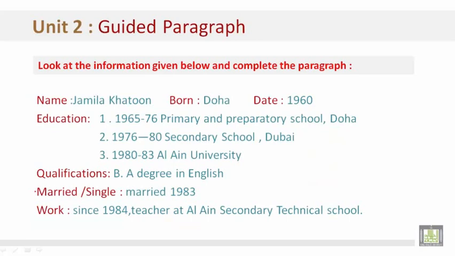But before we do that, let's take a look at some of the information given below in order to complete the paragraph on the next slide. We have name, where she was born, the date she was born, where she was educated, her qualifications, such as a BA degree in English, whether she's married or single, and her work. These are the content areas giving you information: name, where she was born, date, education, qualifications, whether she is married or single, and where she has worked. Let us begin the paragraph.